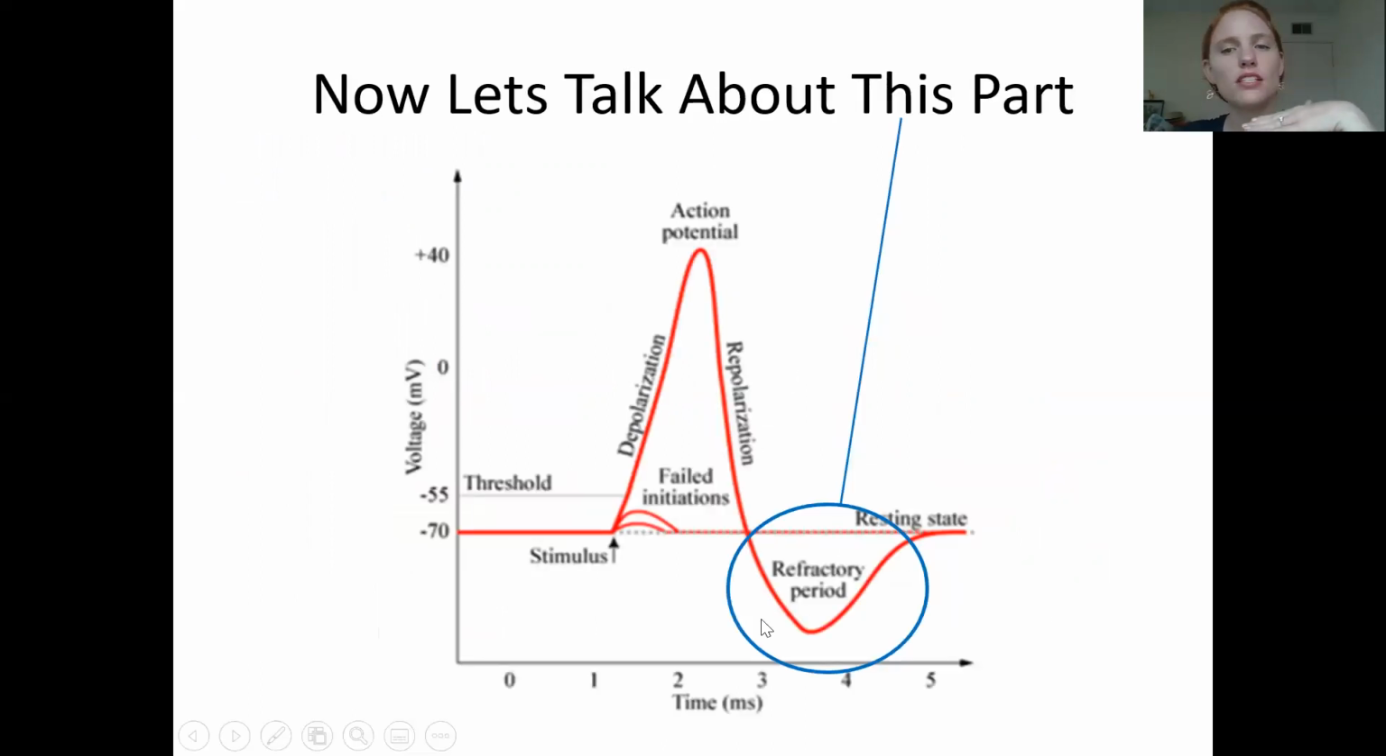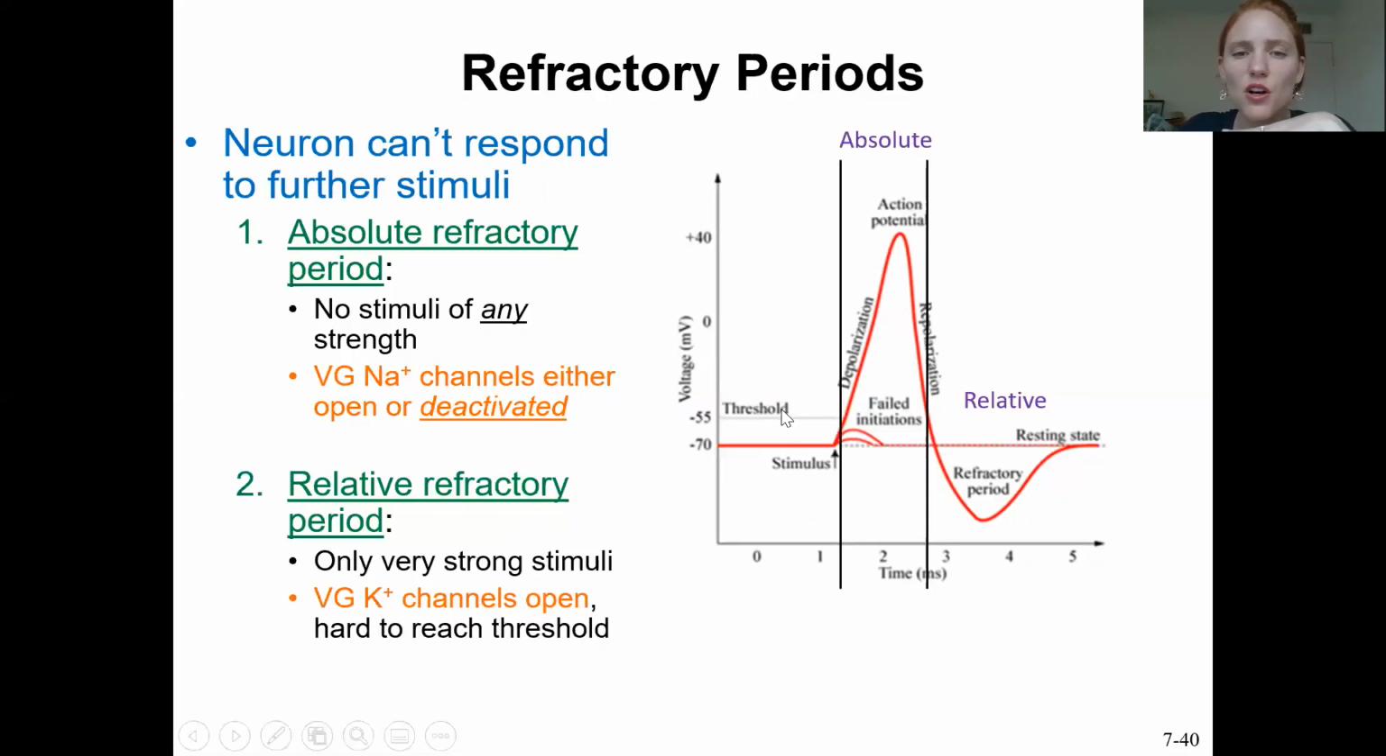If you're losing a positive, it's going to be very, very difficult to return back up to the threshold. Look how far away you are from the threshold. So you would have to have an extremely strong stimulus, or a whole bunch of stimuli creating graded potentials that sum on top of each other, in order to get up to the threshold and create another action potential. So relative means that it is possible to create one, but it would have to be a very strong stimulus to provide enough positive membrane potential to return back up to the necessary threshold.